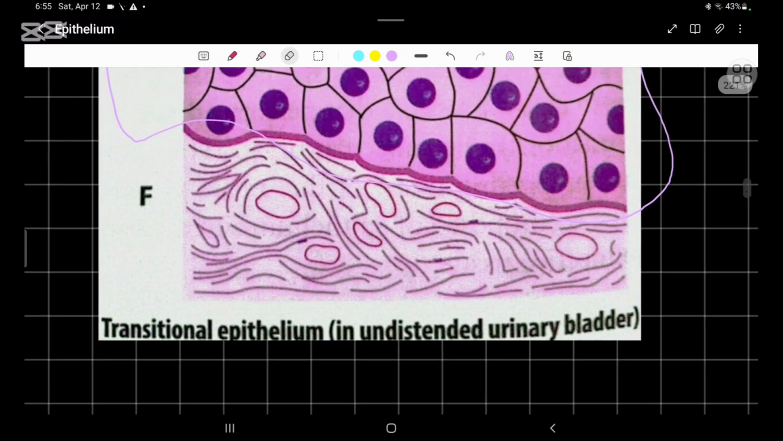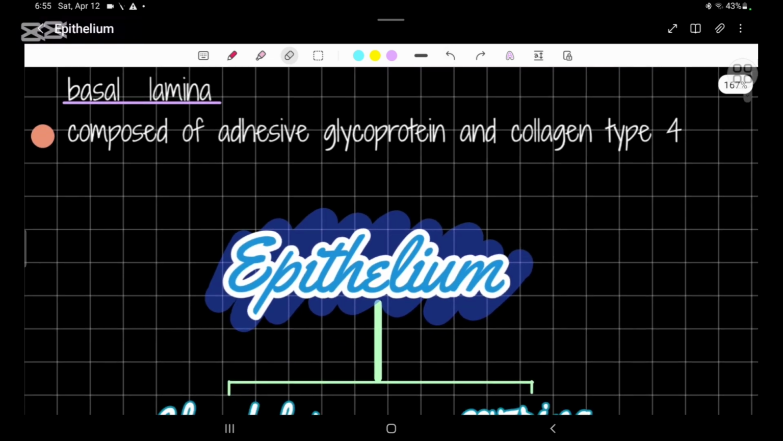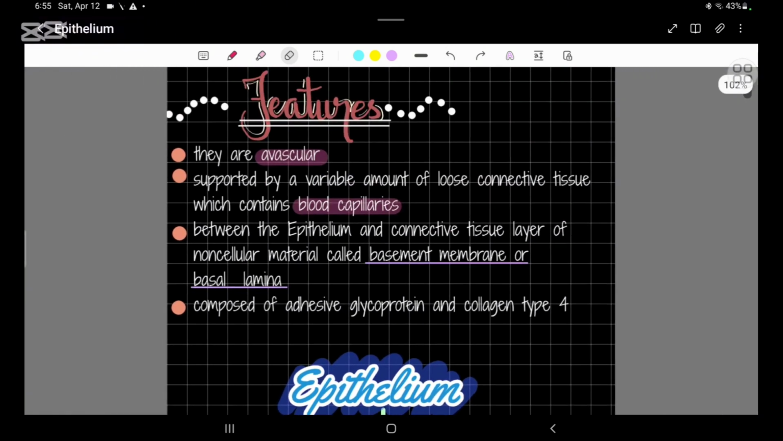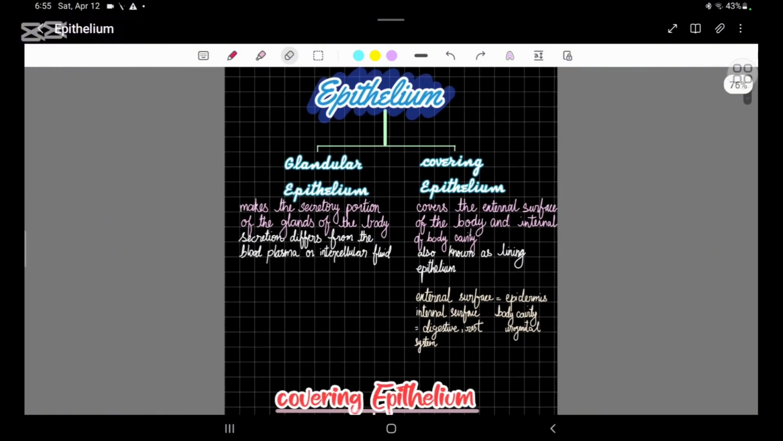Let me remove all these things. Okay, the basement membrane is composed of adhesive glycoproteins and collagen type 4. So epithelium is classified as glandular and covering epithelium.